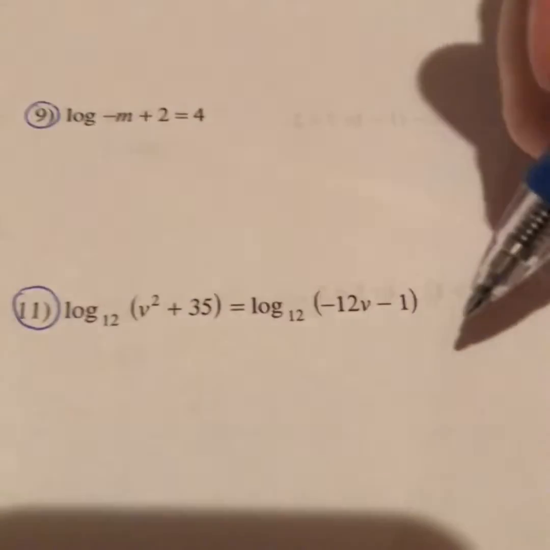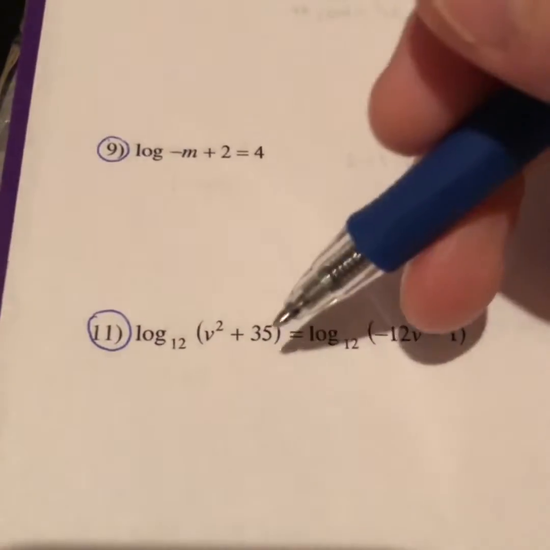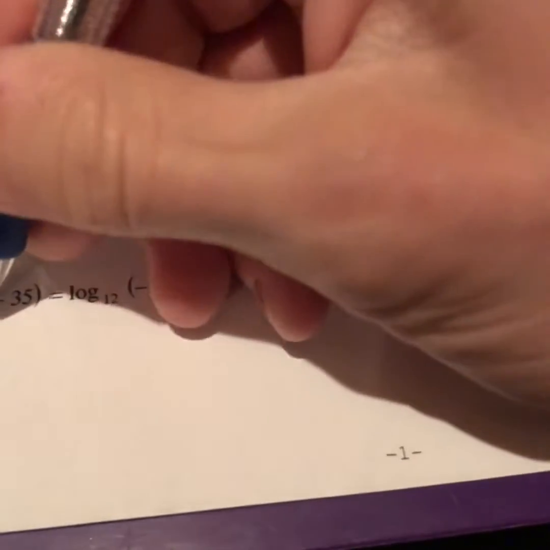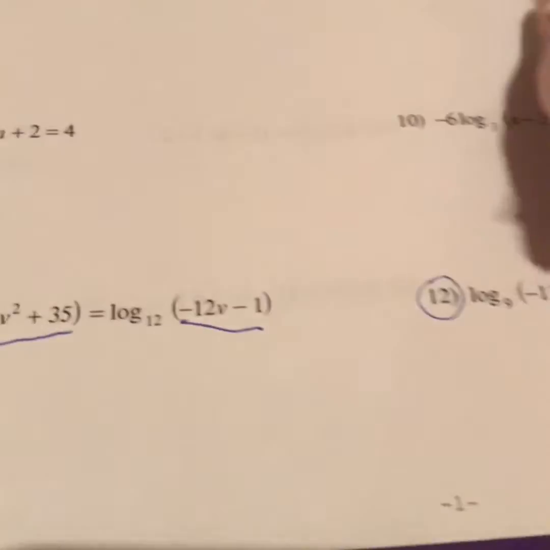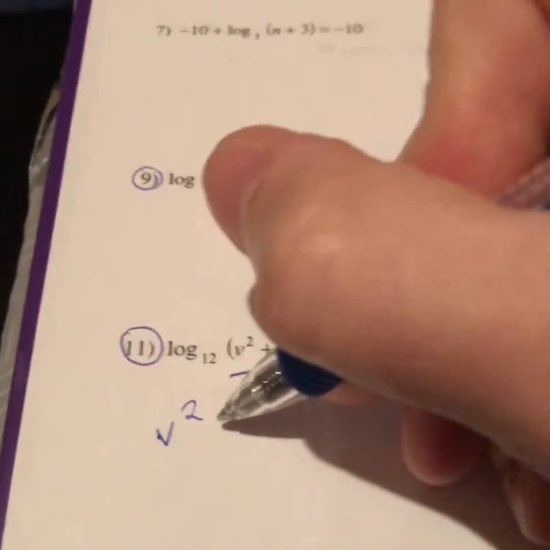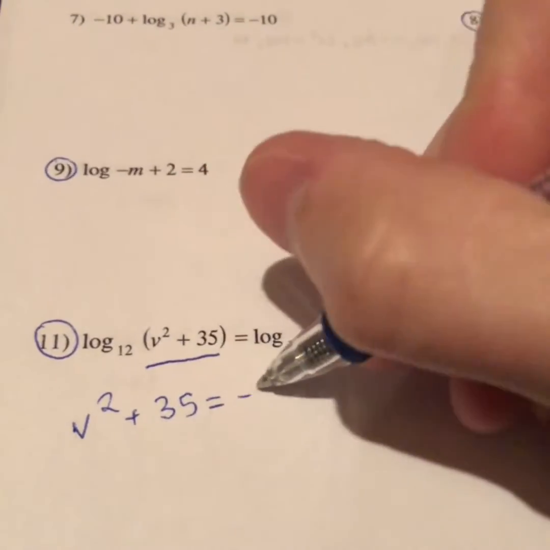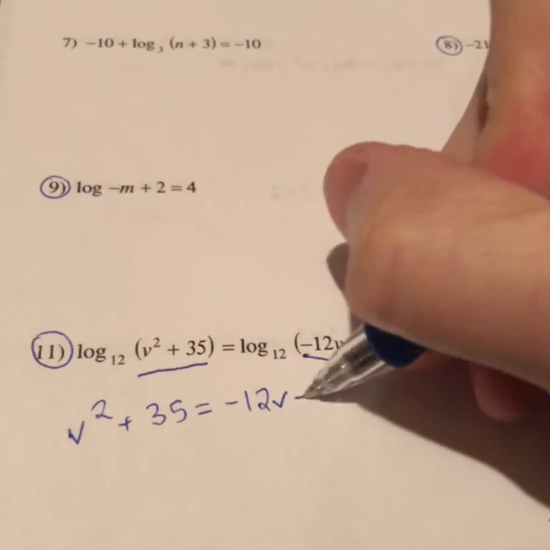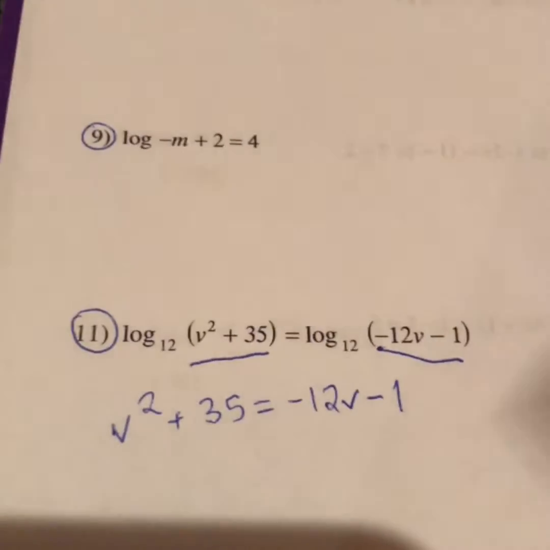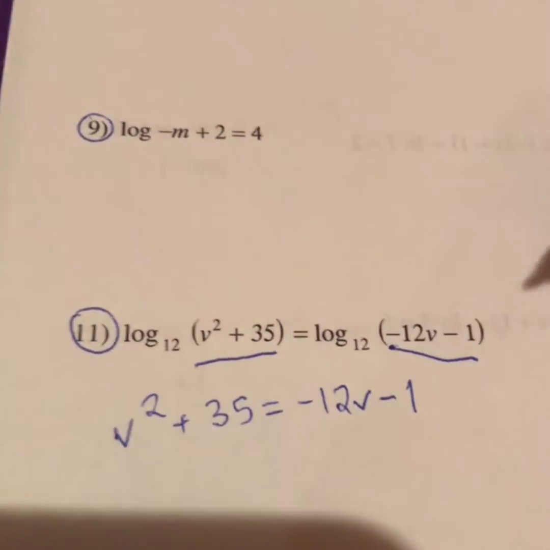Let me see if I can get this set here. Bear with me. So we see log base 12 for both of these, but as long as it's the same, we can still set this part equal to this part. So I'm going to set v squared plus 35 equal to negative 12v minus 1.